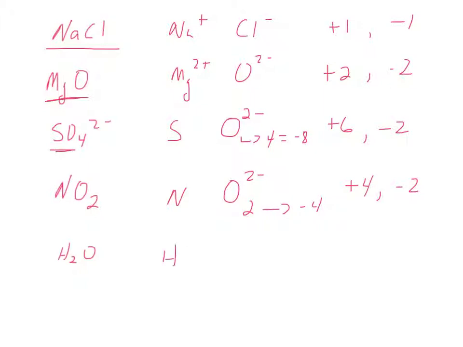And in water, we've got hydrogen and oxygen. Hydrogen is usually a +1, unless it's the anion. In this case, we'll look at the hydrogen as being +1, and the oxygen as being -2. So +1, and then -2 for our oxidation states. You'll get better with these with a lot of practice.